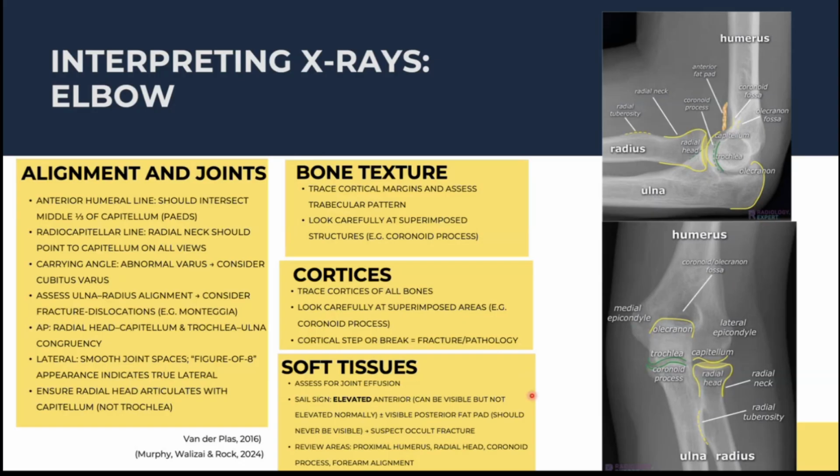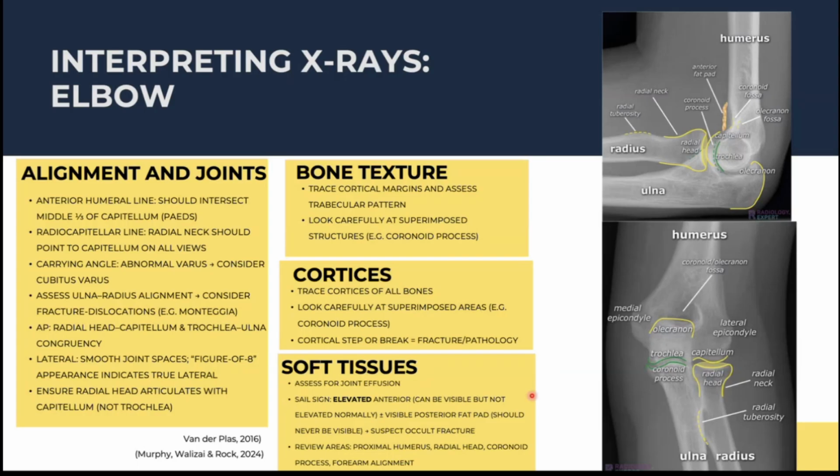Now, what's quite important with elbows, especially on a lateral elbow, is looking at soft tissues. So you want to assess for any joint effusions. With a lateral elbow, we've got these things called the fat pads. You have an anterior and a posterior fat pad. An elevated anterior fat pad can sometimes just be a little bit elevated anyway, without there being any pathology. But a significantly elevated fat pad can indicate a pathology. With a posterior fat pad, you should never be able to see it. So if you can see this, suspect that there is an occult fracture.